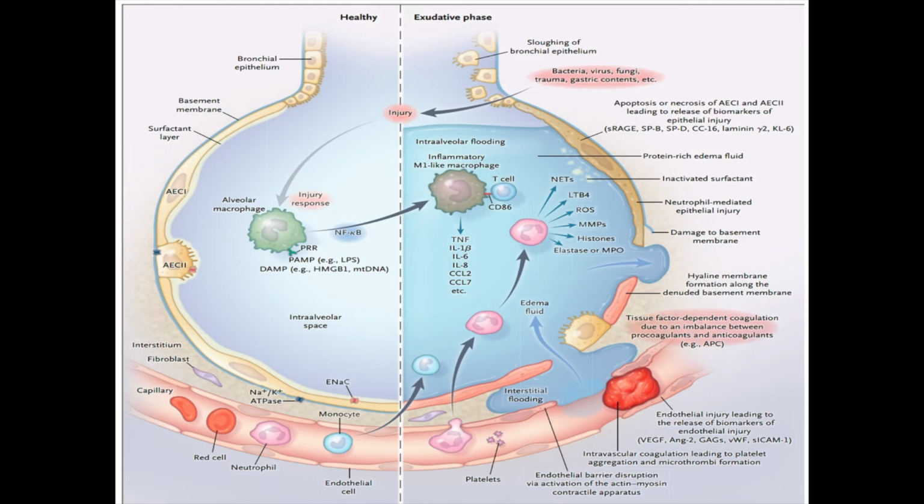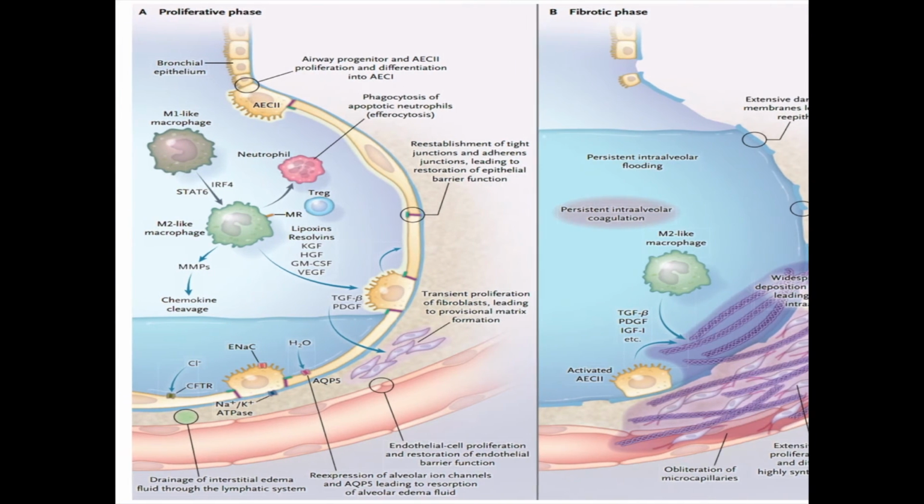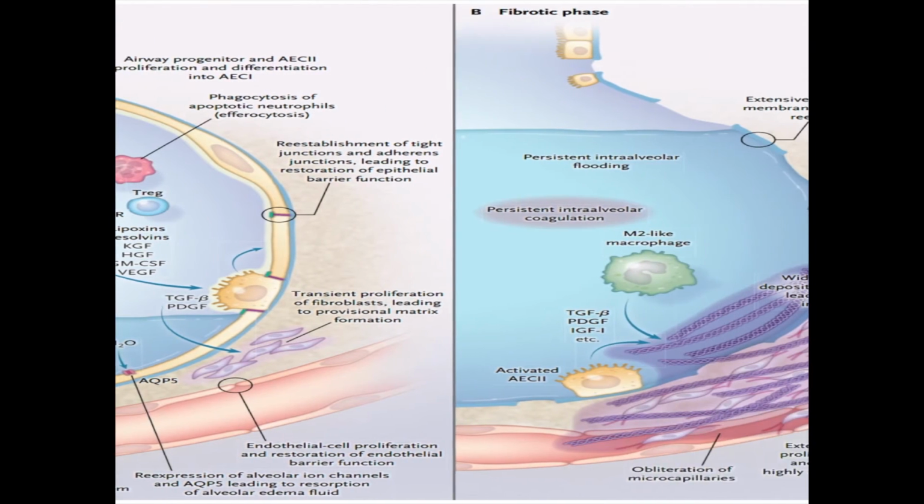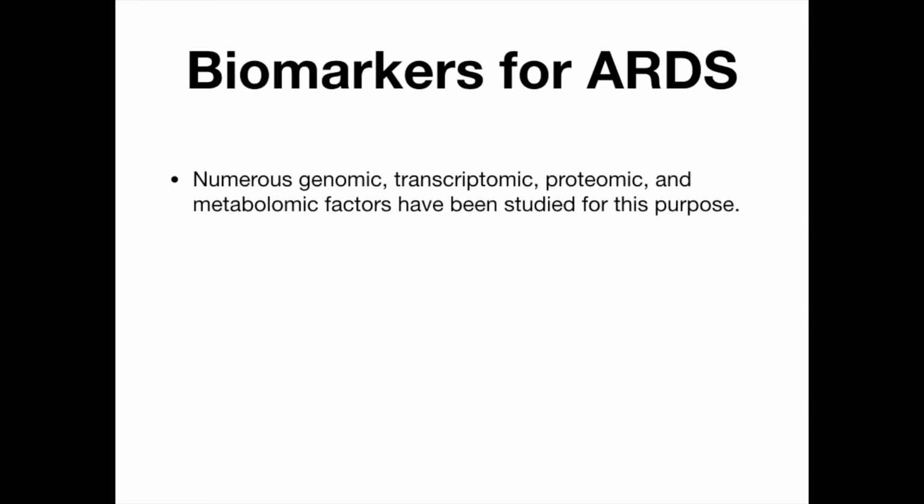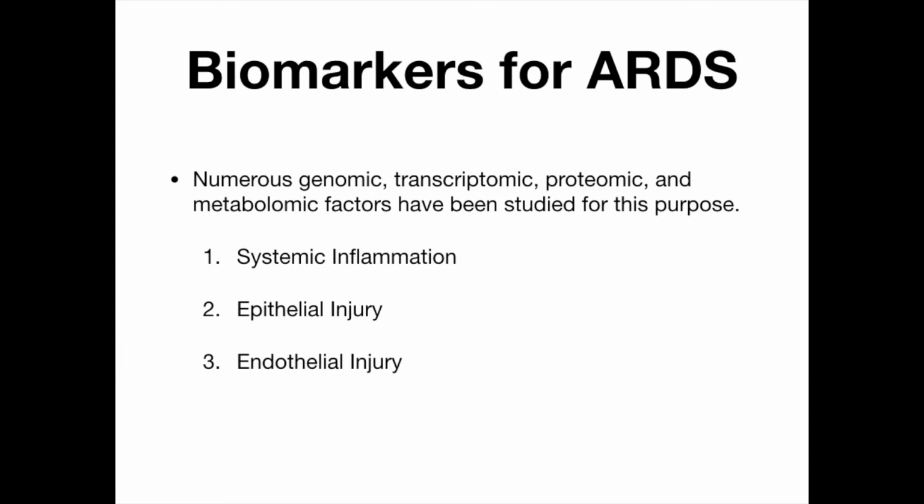Now, we all know the disease process associated with ARDS is very complex. First comes the exudative phase, the second is the proliferative phase, and last is the fibrotic phase. Now, there are various biomarkers being processed, and numerous genomic, transcriptomic, proteomic, and metabolomic factors are being studied for this purpose. But majorly the biomarkers are being categorized under these 4 criteria: the biomarkers for systemic inflammation, epithelial injury, endothelial injury, and disordered coagulation.